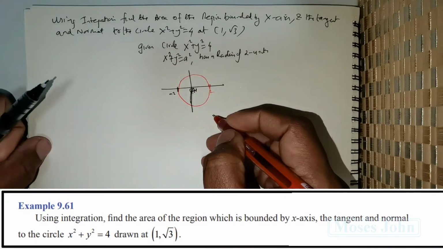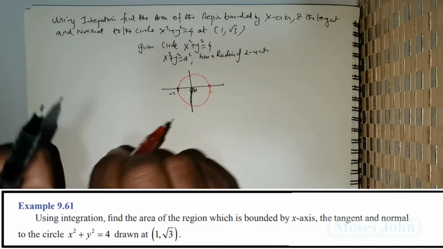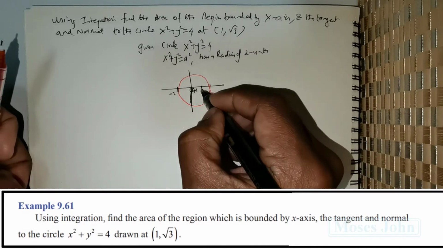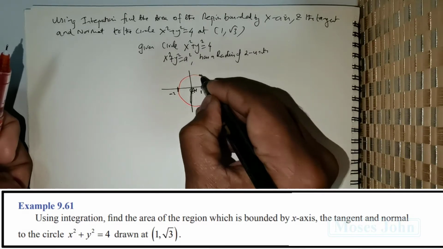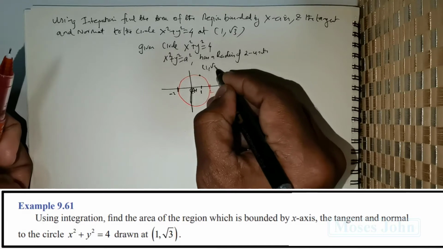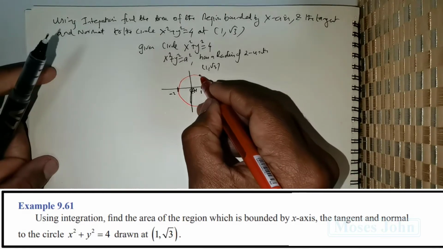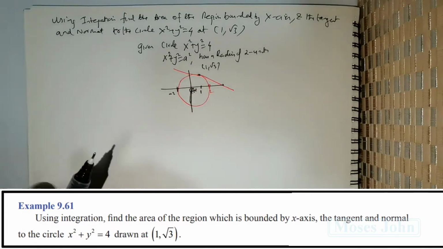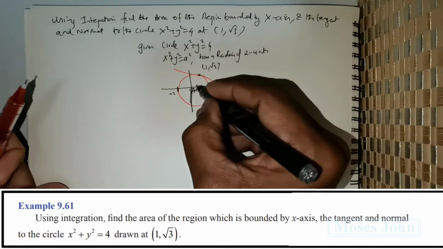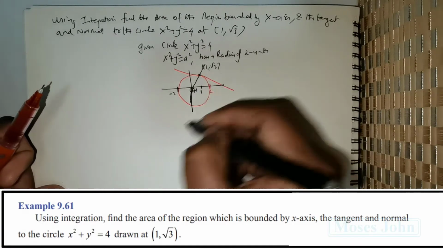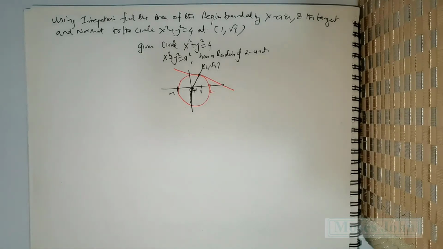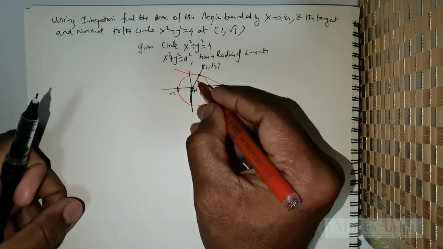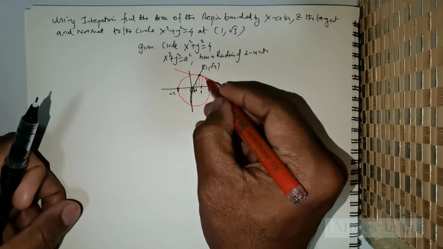Now what we have to know is that exactly at (1, root 3) there is a tangent. If this point is 1 and this point is root 3, at (1, root 3) there is a tangent which is touching the circle. Now this tangent also has a normal, so let us draw a normal at the same point (1, root 3). Now the question is, we are expected to find this region of integration.